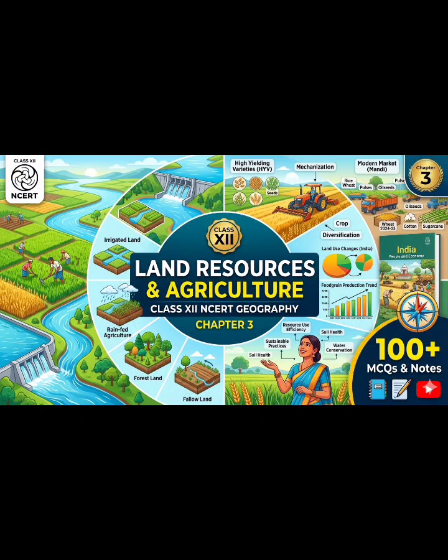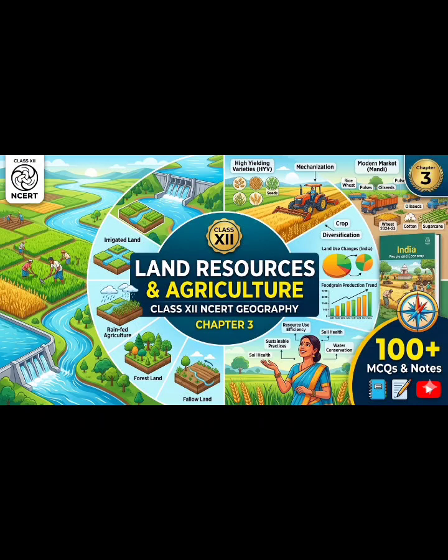Area under permanent pastures and grazing lands. Most of this type of land is owned by the village panchayat or the government. Only a small proportion of this land is privately owned. The land owned by the village panchayat comes under common property resources.